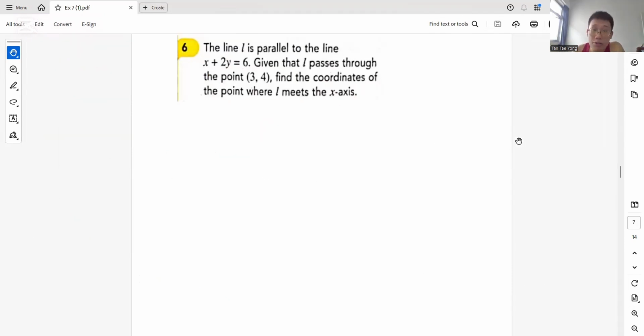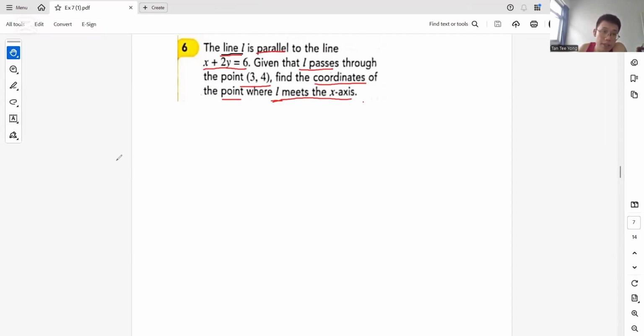Guys, so let's run through question 6 together. So the line L is parallel to the line x plus 2y equals 6. Given that L passes through the point 3 comma 4, find the coordinate of the point where L meets the x-axis.